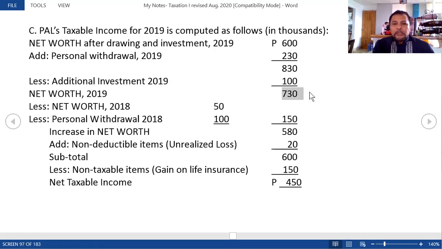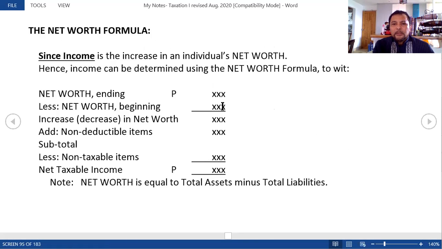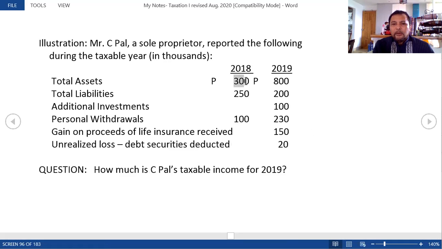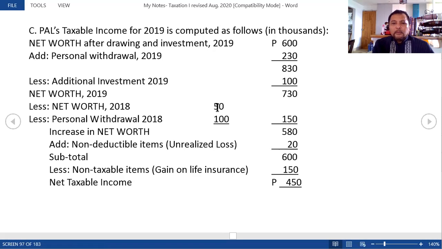For 2018, his net worth is 50,000 pesos. No, the beginning balance is 300,000 minus 250,000, or 50,000 net worth. Then you add back his drawings, which gives you 150,000. So you add that to the net worth, which gives you an increase in net worth of 580,000.